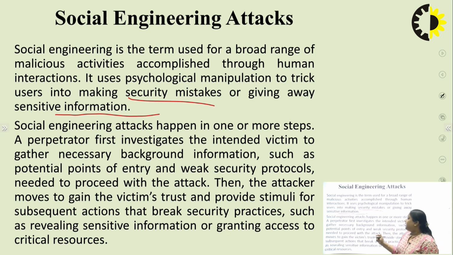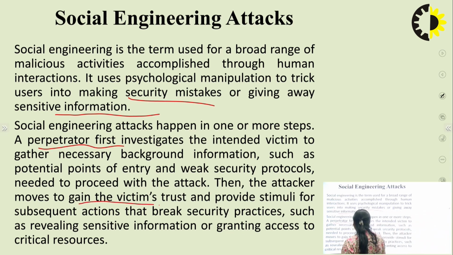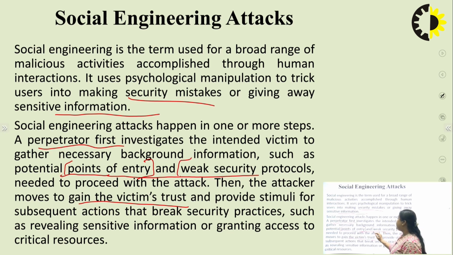First of all, a perpetrator, the person who wants to harm or who wants to gain some data from some site or some individual, investigates the intended victim to gather necessary background information such as potential points of entry and weak security protocols, that is, how he can proceed with the attack. Then the attacker moves to gain the victim's trust. Second, he collects all the data about the individual whom he wants to harm, checks all the security loopholes, and then gains the victim's trust.